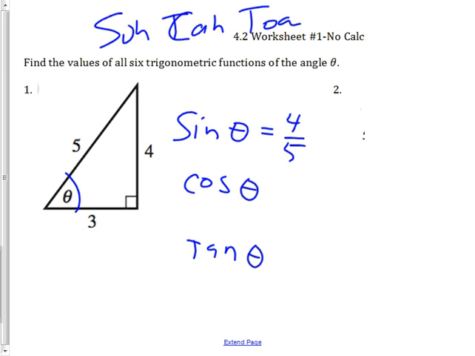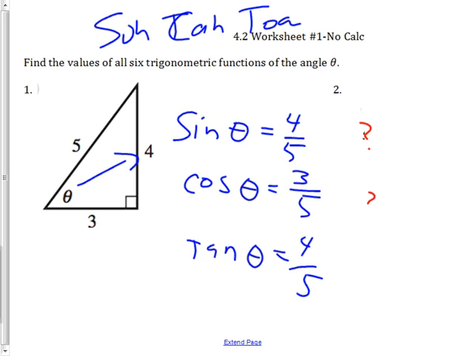Okay, cosine of the angle would be CAH. Cosine is adjacent over hypotenuse, and the adjacent side here is this one, over the hypotenuse is this one, so that's 3/5. And tangent. Tangent is opposite over adjacent, so what's the opposite one in this scenario? The opposite one's over there, so that would be 4/3. Now that's 3 of my functions. What the heck are the other 3 functions to make a total of 6 trigonometric functions? I need to know what these guys are.